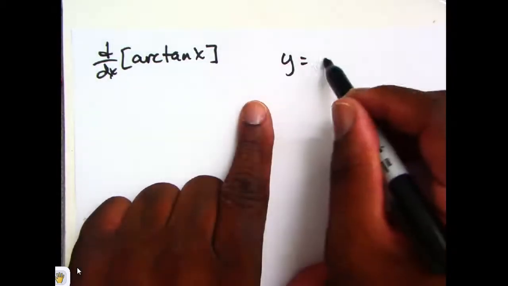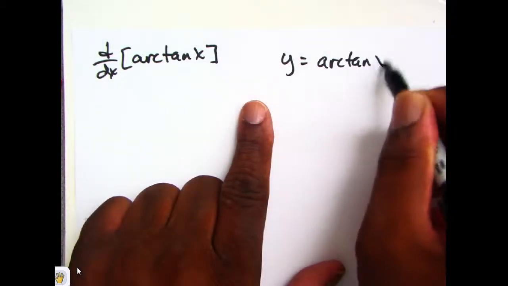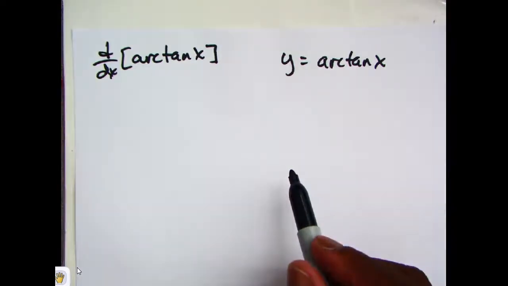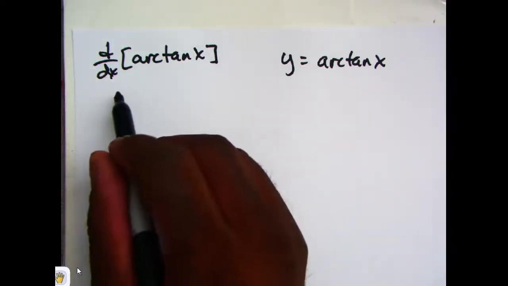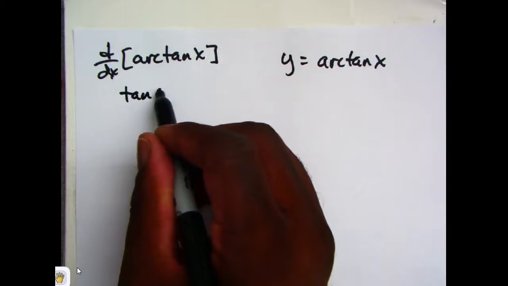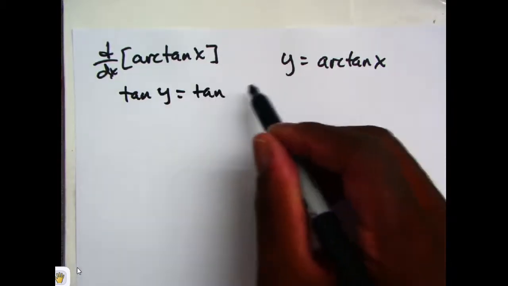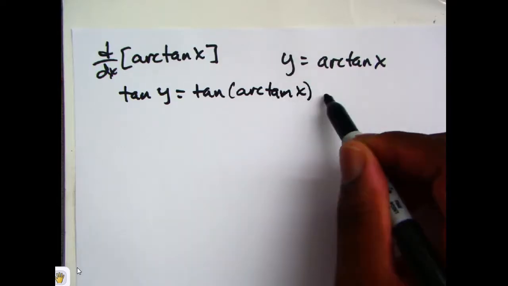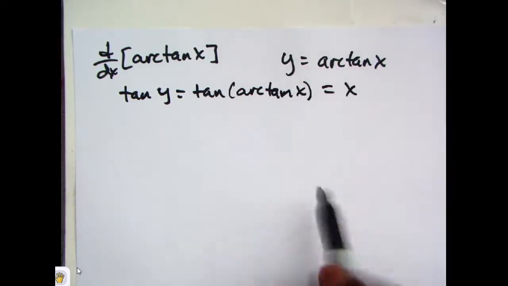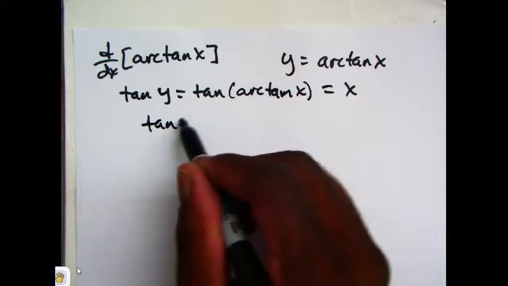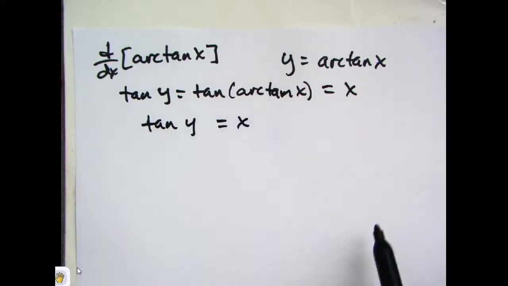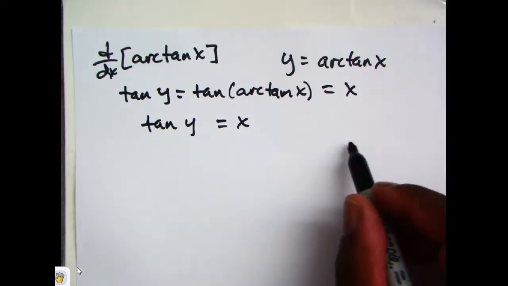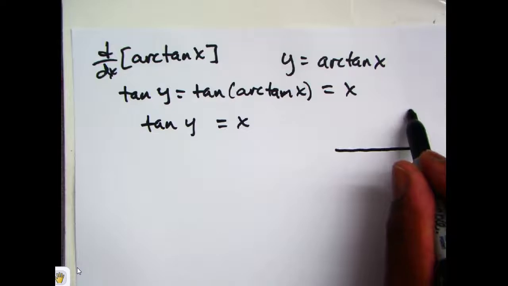So if y is equal to the arctangent of x, then the tangent of y is equal to the tangent of the arctan of x. So that's just equal to x. So tangent of y is equal to x. So if y is arctan of x, then tangent of y is equal to x.